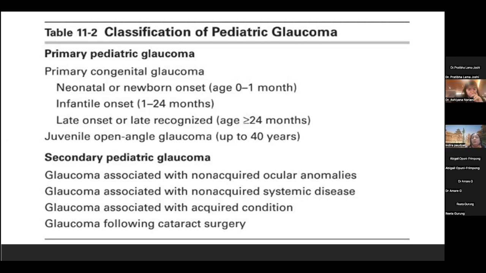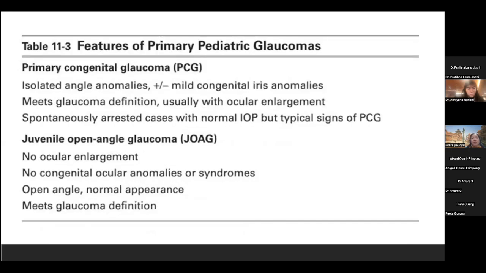When we come to secondary glaucoma, it is again divided into glaucoma associated with non-acquired ocular anomalies, glaucoma associated with non-acquired systemic disease, glaucoma associated with acquired condition, and glaucoma following cataract surgery.